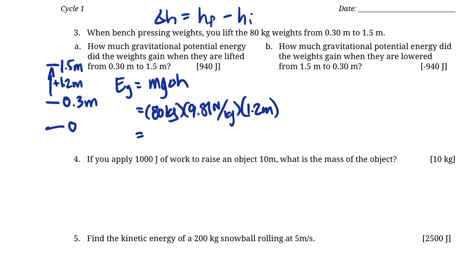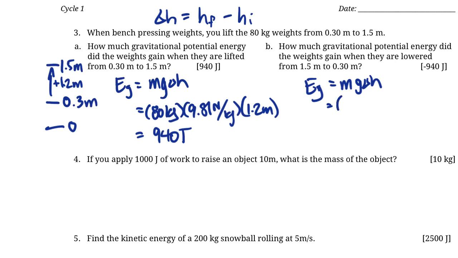When we calculate this, 80 times 9.81, I know the answer's there, I just want to double check, times 1.2, yeah, about 940 joules. So that's the answer, that's how many joules we needed to do that work. Now, if we lower the weights, does the calculation change at all? So if we lower the weight from the 1.5 to the 0.3 meters.